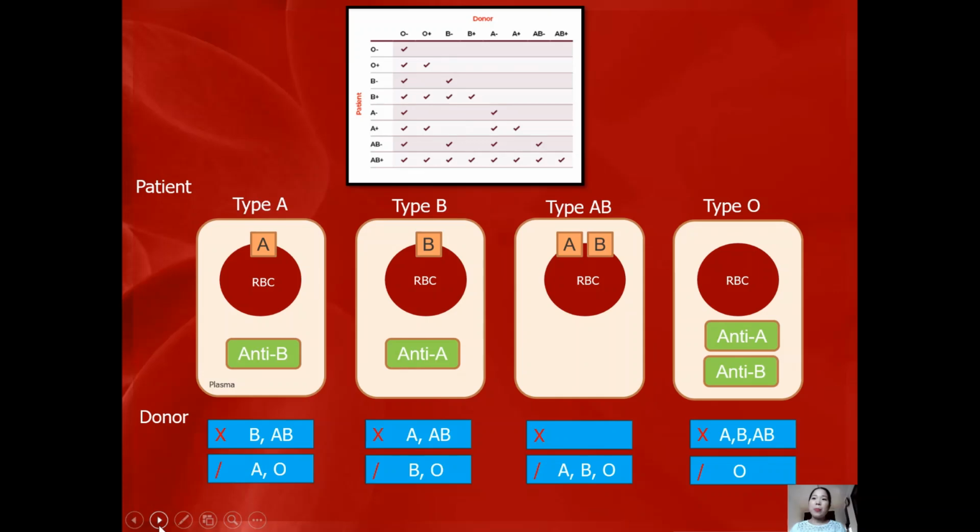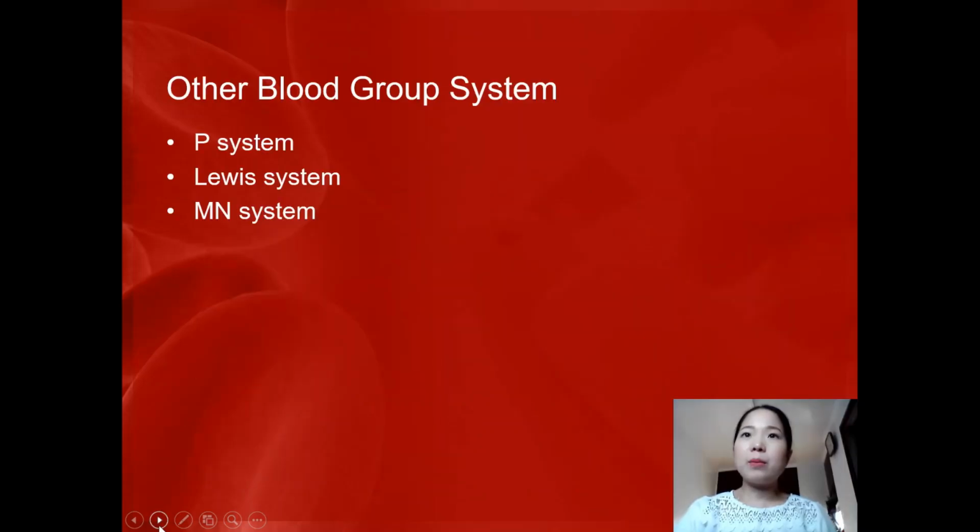So the RH, we are talking about RH here. If you have an RH positive patient, you can give an RH positive or an RH negative blood. And if you have an RH negative patient, you can only give RH negative blood. It's simpler, unlike that of the ABO blood type. So I hope you will remember this slide. It's really very important. There are other blood group systems, the P, the Lewis, and the MN system.